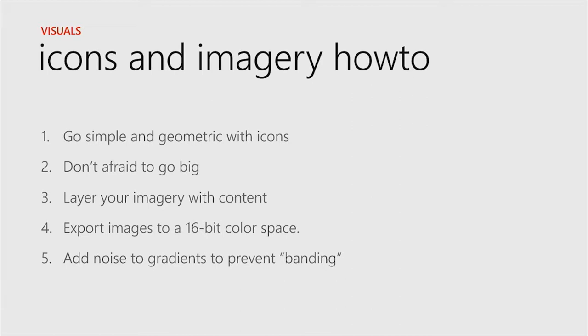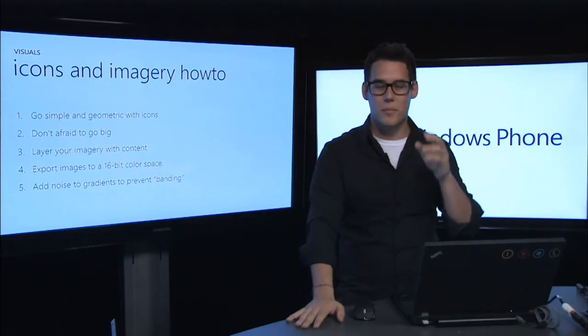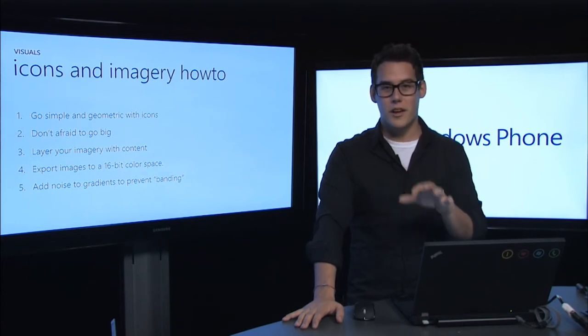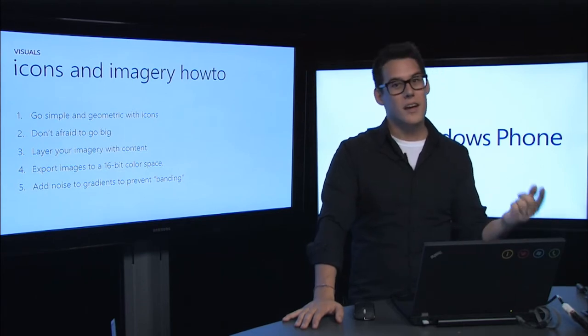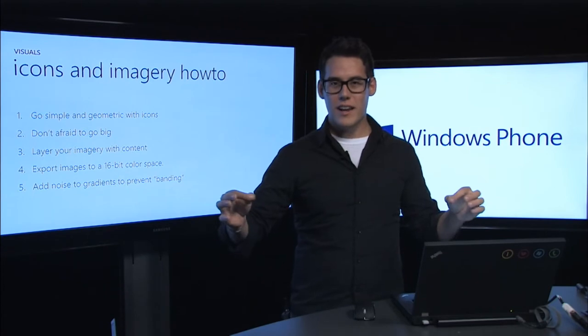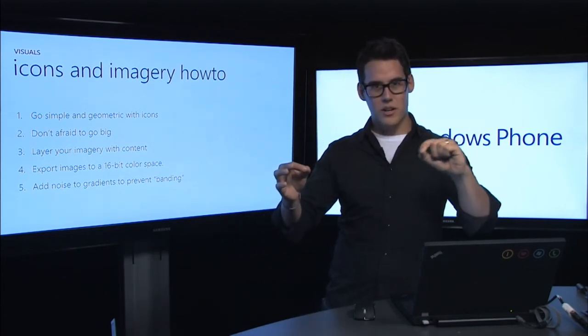Here's a personal thing that I've worked on for a lot of it. Export your images to a 16-bit color space. You won't find this in any of the documents, but this is a personal hint. Windows Phone compresses all of your images from 24-bit to 16-bit. It may look really great in the emulator, it may look really great in Photoshop, but as soon as you get it in, if it's got a gradient in it, you might start to notice little compression banding.